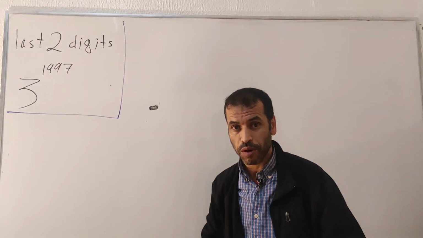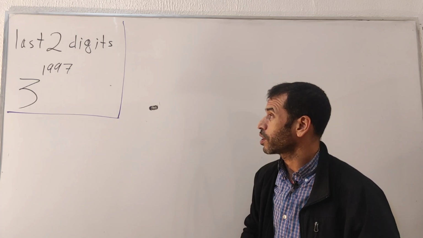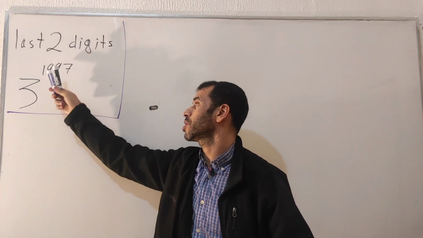In today's video, here is a nice problem regarding arithmetic in number theory. Here is the following setup. Our goal is to find the last two digits of this number. We have 3 as a base, and 1997 as an exponent.